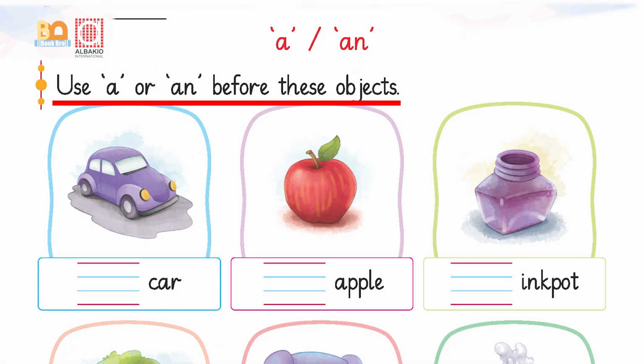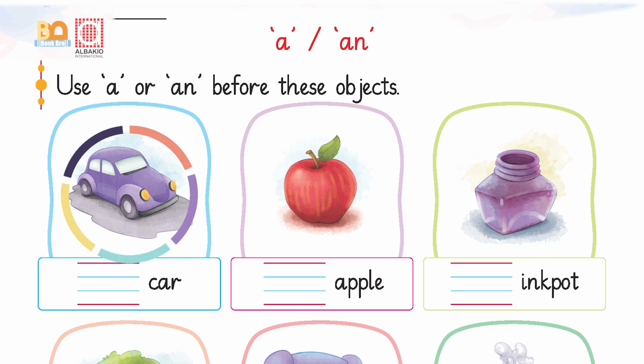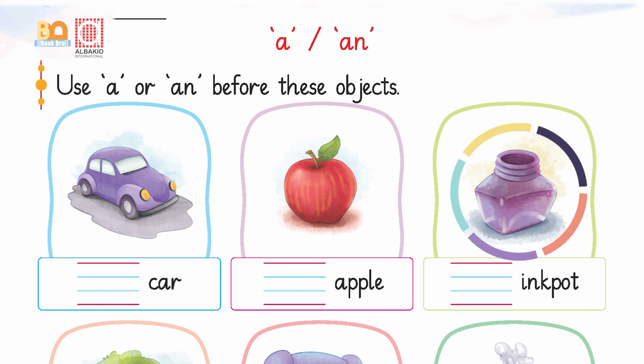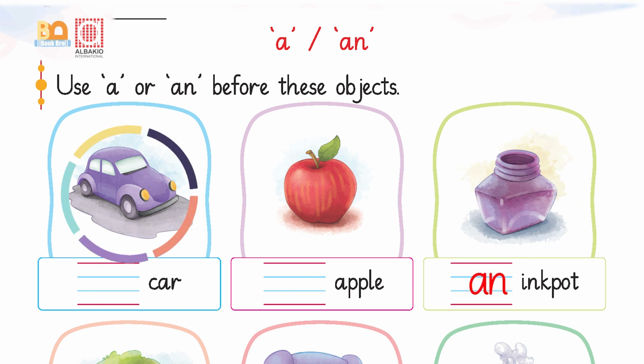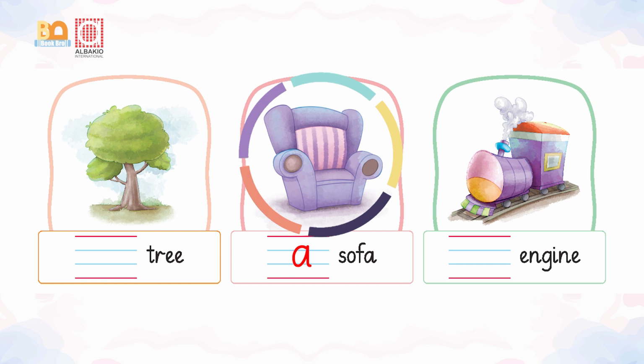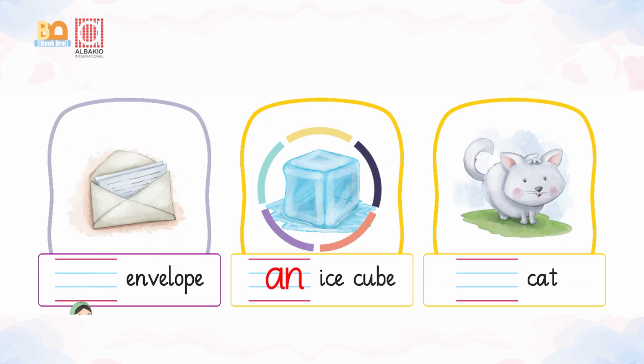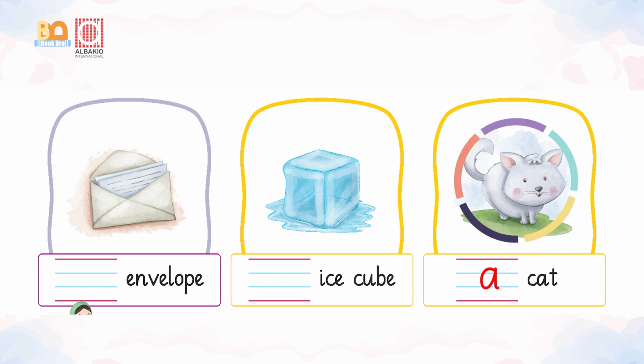Let's use a or an before these objects. Car, a car. Apple, an apple. Inkpot, an inkpot. A tree, a sofa, an engine, an envelope, an ice cube, and a cat.